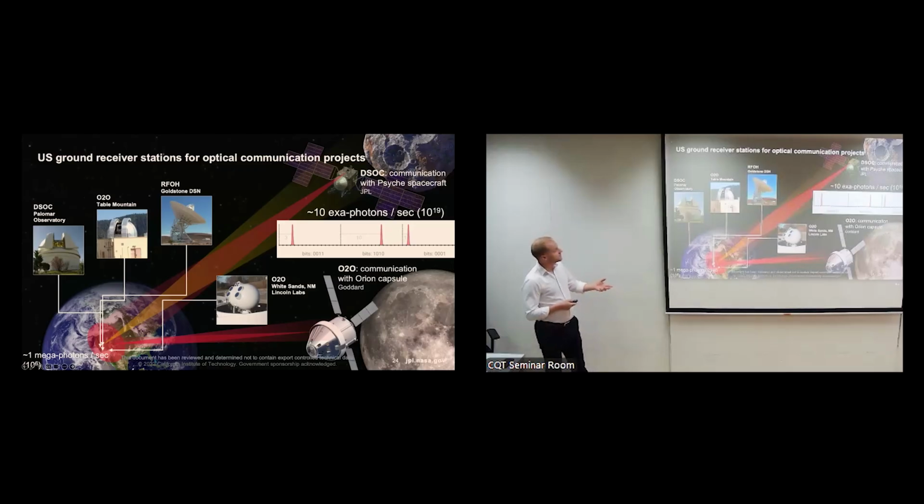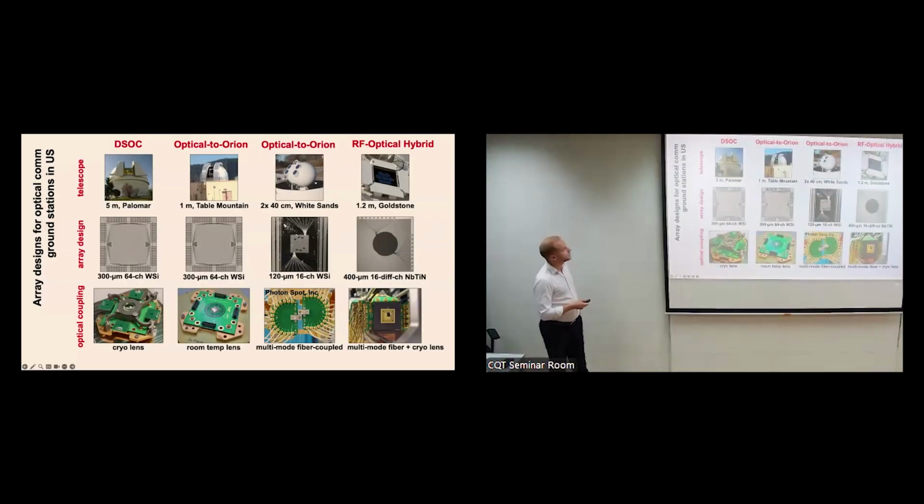So we set out to deploy SNSPDs on some of these telescopes around the US. And now there are even some efforts in Europe where SNSPDs are being deployed. If we zoom in to see what some of these detectors look like, in this case we really want a bucket detector, so we have a large active area. This one, for example, is 300 micron in diameter with 64 wires. This is the one that was deployed on the 5-meter telescope.